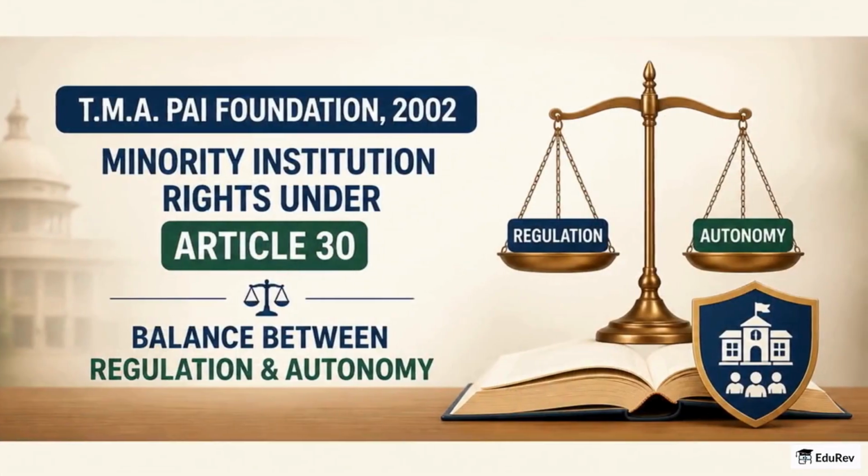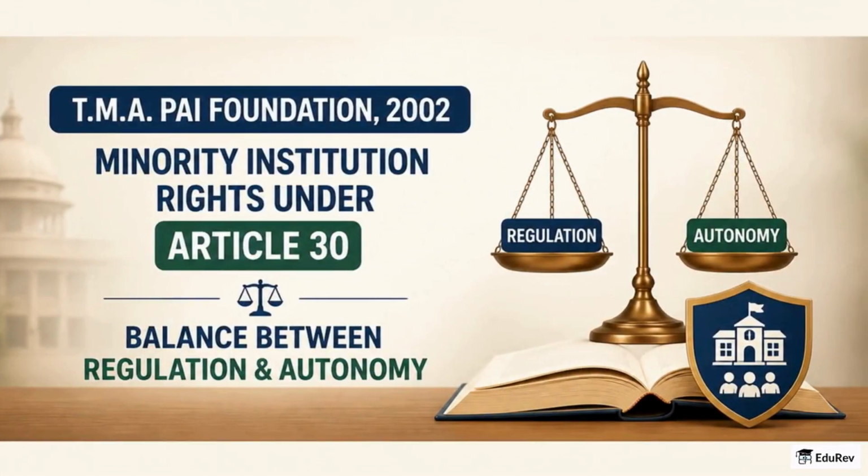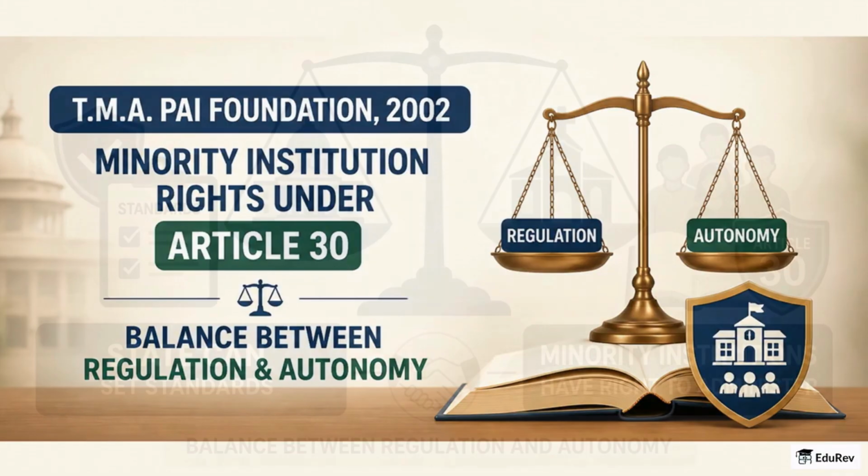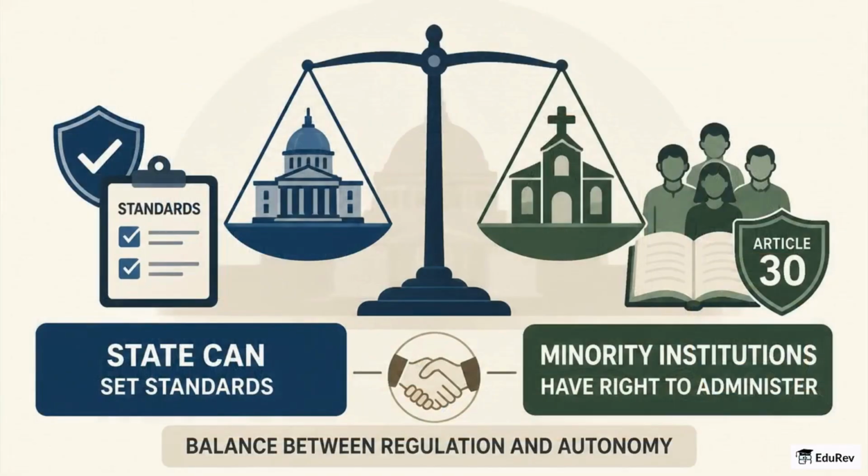TMA Pai Foundation, 2002. It clarified the rights of minority educational institutions under Article 30 and struck a balance between regulation and autonomy. The case shows how the state can regulate standards but cannot unduly interfere with minority institutions' right to administer. Important for education policy questions.